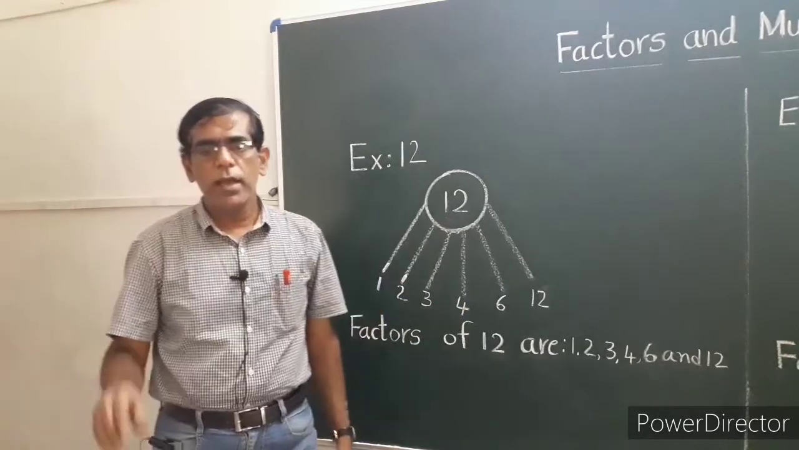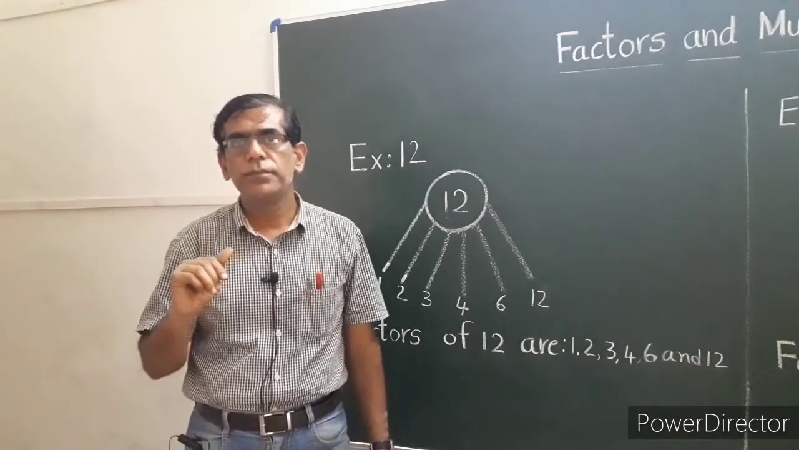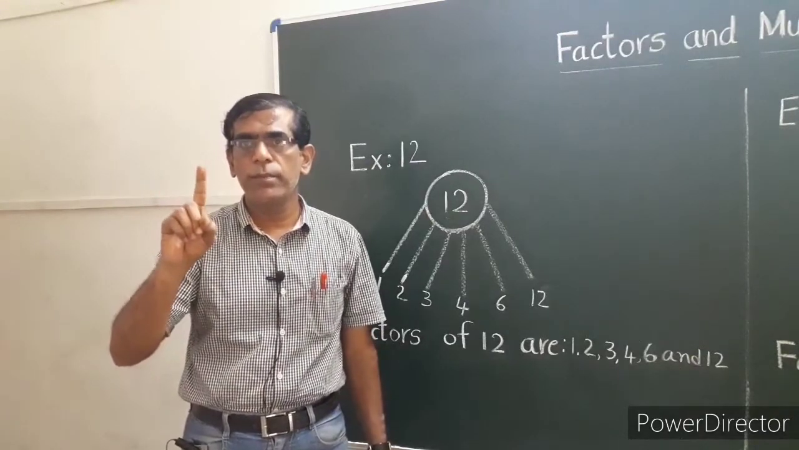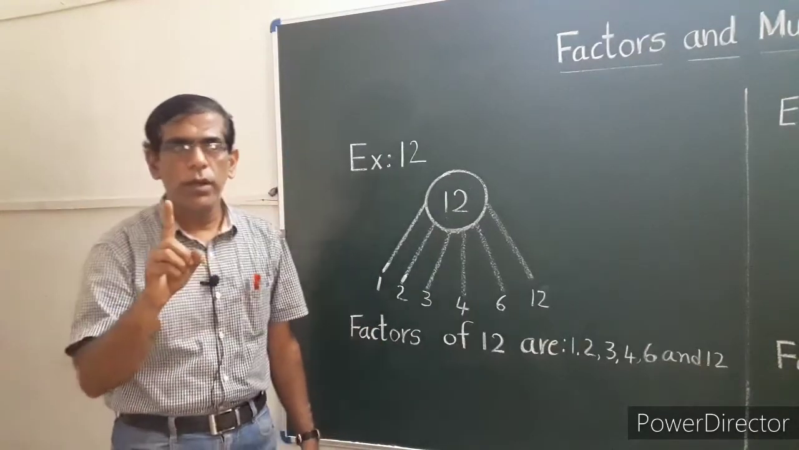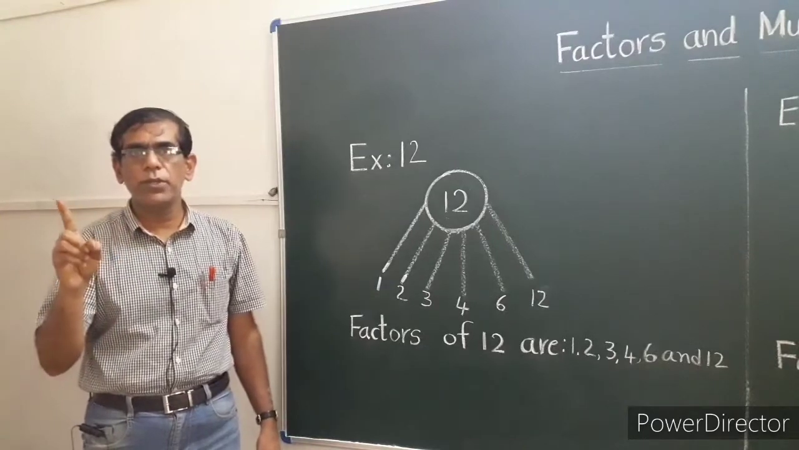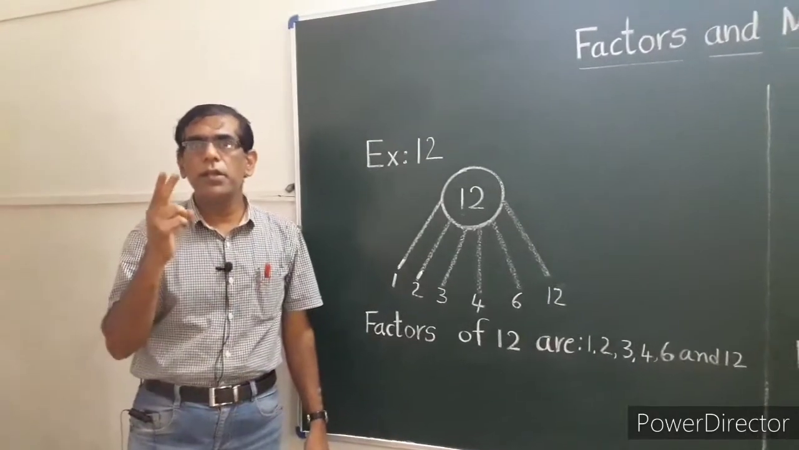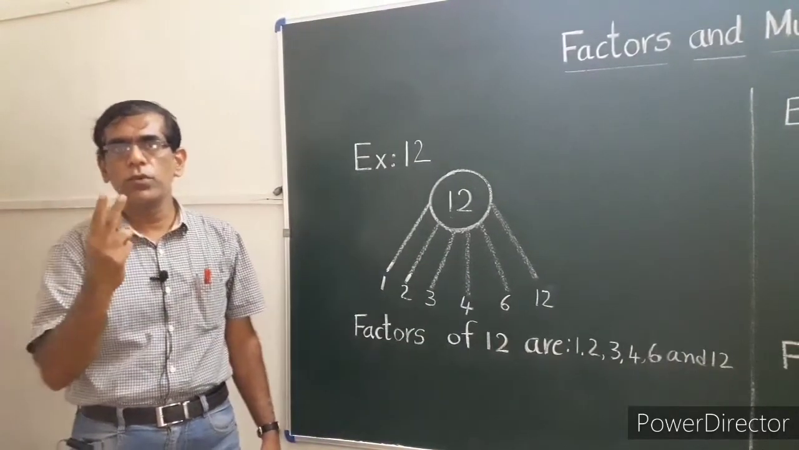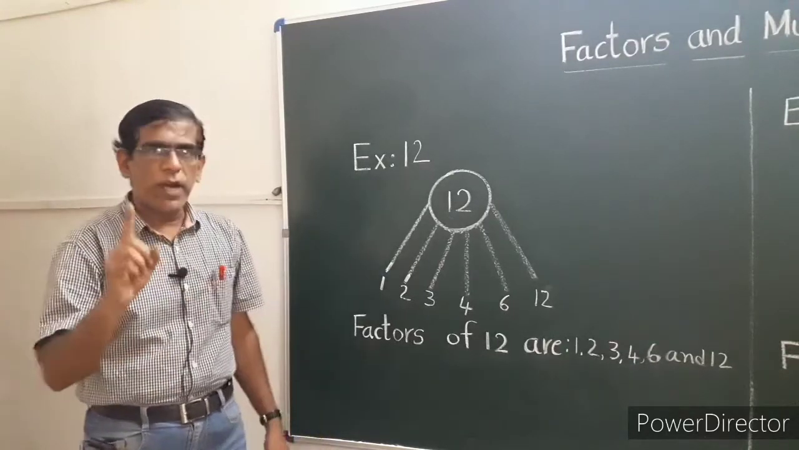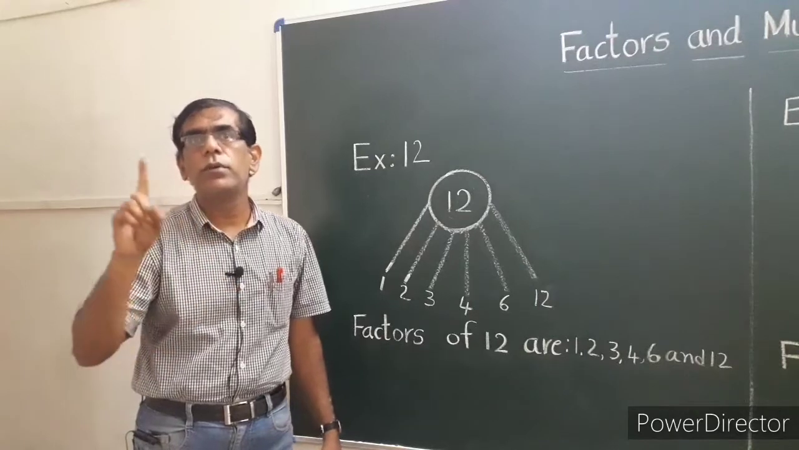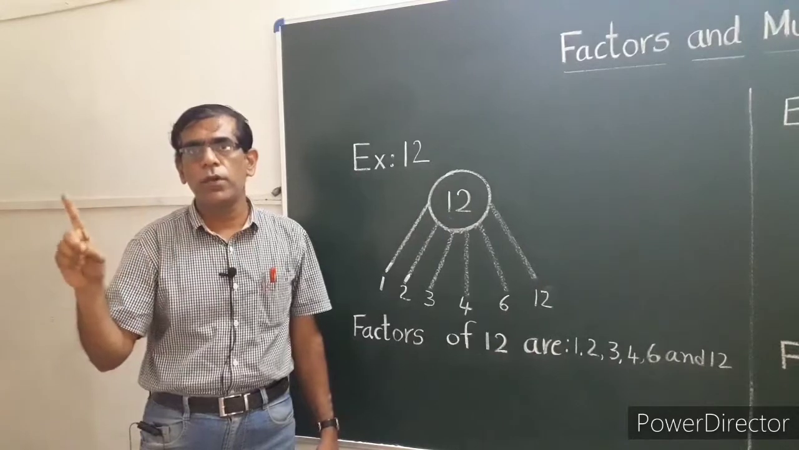This time I distribute 5 chocolates per child. So 5 plus 5 is equal to 10. So 12 minus 10 is equal to 2. Here 2 chocolates are left. Therefore 5 is not a factor of 12.